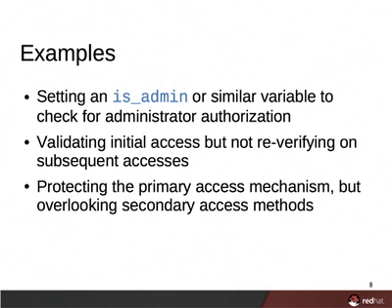For example, authorizing access to a URL for a bank account, but not revalidating if the user attempts to access a different account by modifying the URL parameter. Another example is protecting the primary access mechanism, but overlooking secondary access methods. For example, access to a configuration file may be correctly checked and authorized via the program interface, but the user may be able to use another method to overwrite the file contents, such as by uploading a new version.